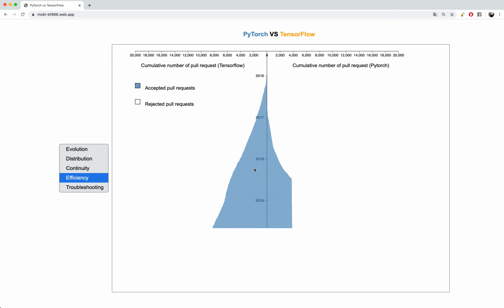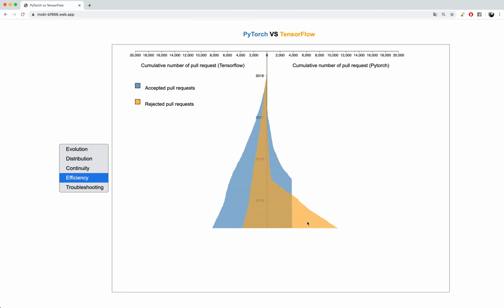On the TensorFlow part, there is always a growing number of pull requests, which is normal as this is a cumulative function. But on the right side, on PyTorch, we can see there is a stagnation in the middle of 2018. If we look at the rejected pull requests, we see that at the same point where PyTorch begins to stagnate, the number of rejected pull requests is growing. So maybe this is causing this stagnation.